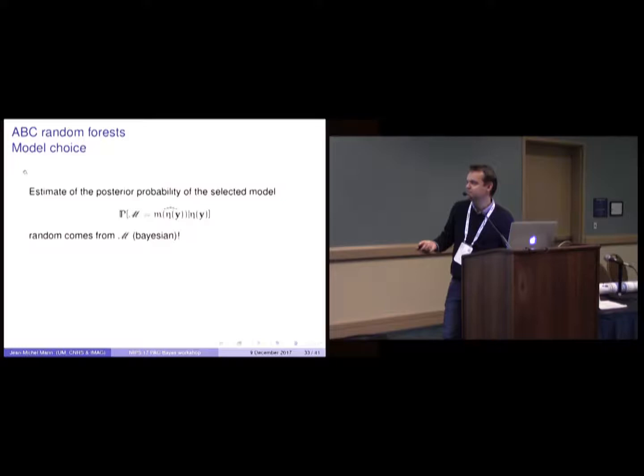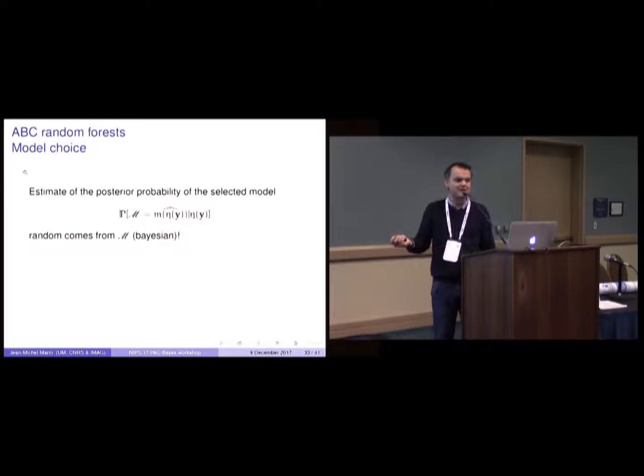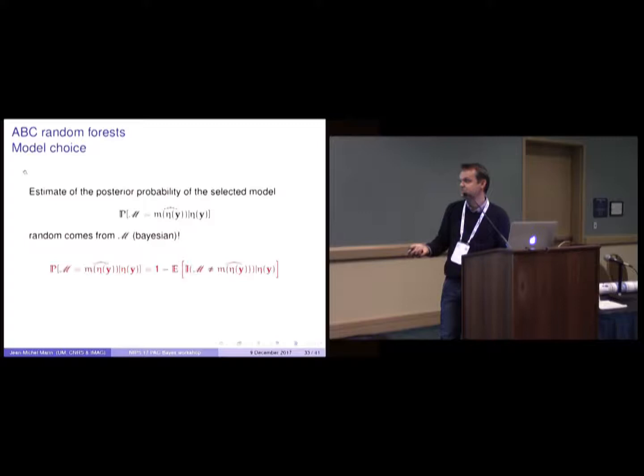Look at that. This is the probability of the selected model given the data, and the randomness comes from M. M is Bayesian. I condition on my simulated data set, my reference table, and I condition on the observed data. All the randomness comes from M here, in this equation. So you have this, extremely simple. And then if you are able to estimate this, you are able to estimate this quantity. And so we will construct the forest to estimate this expectation. And this is not a classification random forest, but a regression random forest to estimate this expectation.